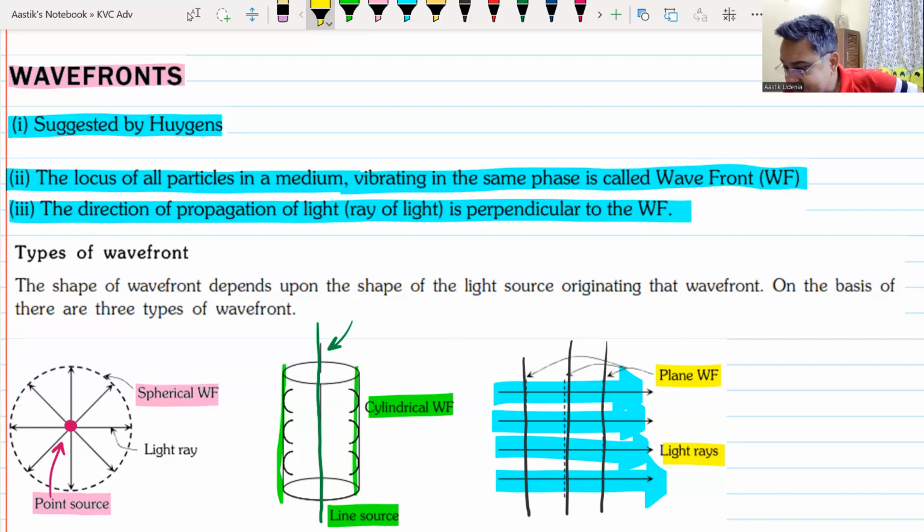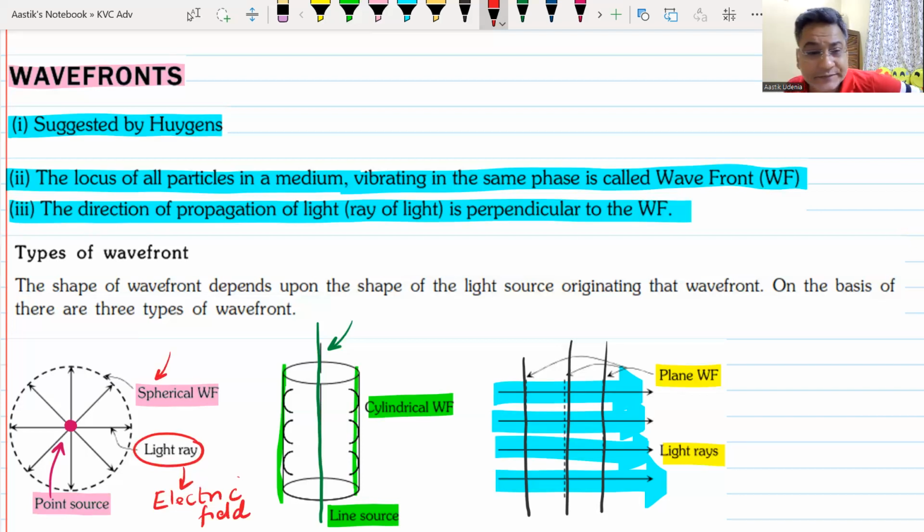Electric fields. Well done. It reminds you of electric field. So you can imagine this direction of light ray. The direction of propagation of light ray is something like electric field, which was a vector. Now, if this was electric field, what we can think of this wavefront as?